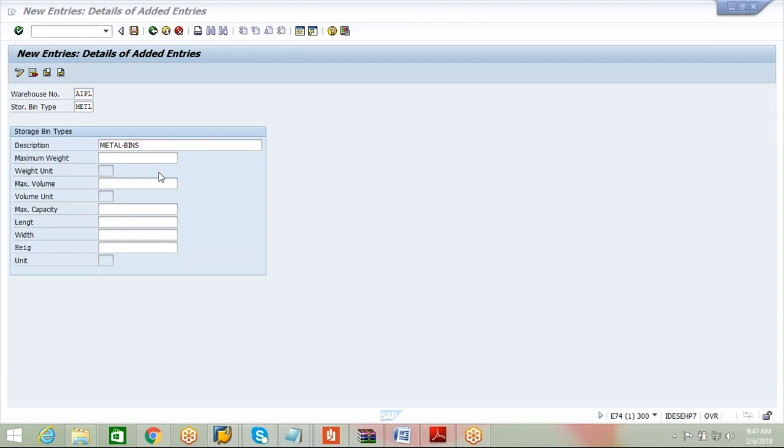Just like, for example, one material is there. If I assign a material type for that material, that material type describes some characteristics of that material, like what kind of material it is, whether it is purchasing relevant or not, sales relevant or not, views, etc. Like that, here storage bin type describes specific properties or characteristics of the bins. Say, if I do not assign any bin type to my storage bin, it accepts whatever it may be, weight or volume.